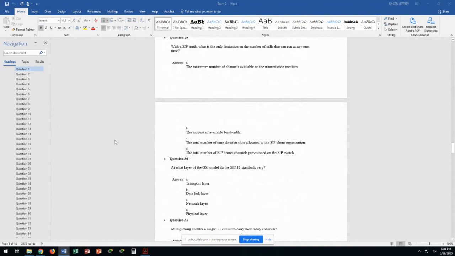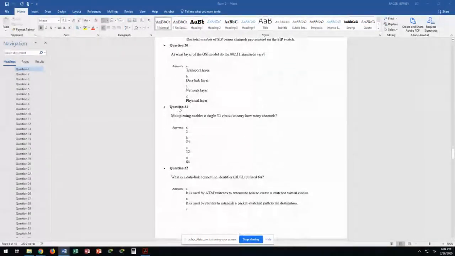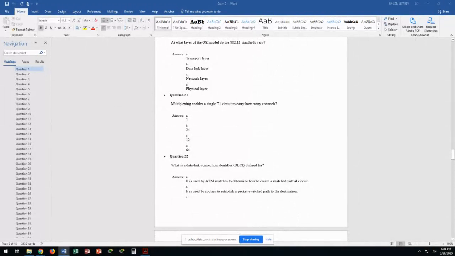29. With the SIP trunk, what is the only limitation on the number of calls that can run at any one time? B, right, the amount of bandwidth, right? Yeah, if you don't have the bandwidth, you can't have the call. All right, 30. At what layer of the OSI model do the 802.11 standards vary? Network and above, they're the same, right? It's the physical layer, right? Yeah.